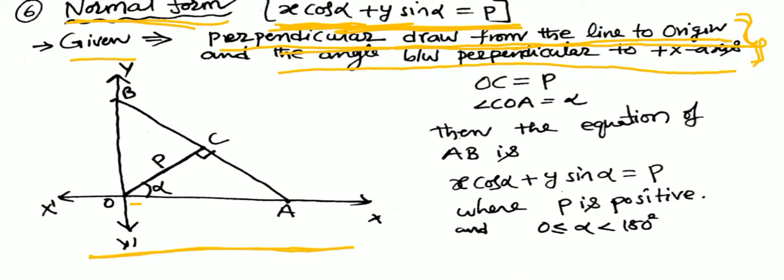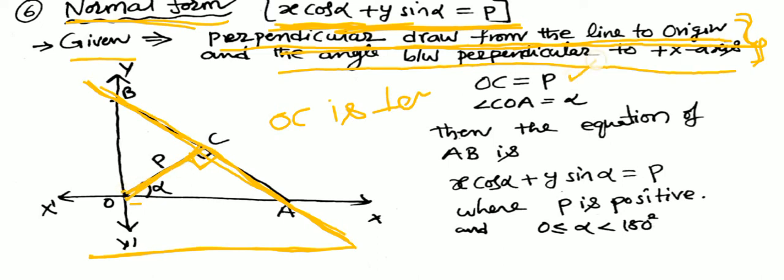Look at this diagram. This is the line AB we are going to find. What will they give? They will give the perpendicular first. Perpendicular means from this line we draw a perpendicular to the origin. This is the perpendicular, so OC is the perpendicular. So they will give OC. I am considering OC as p. So they will give p.